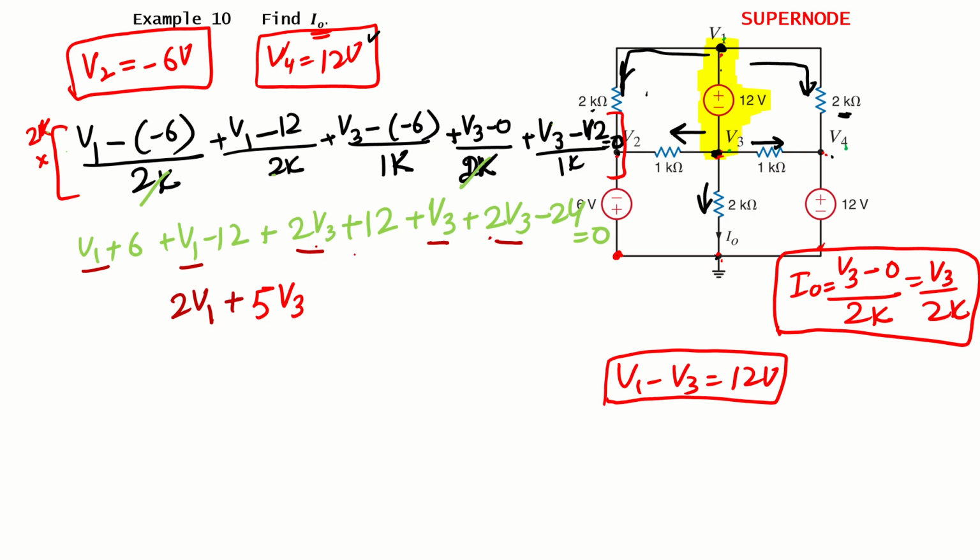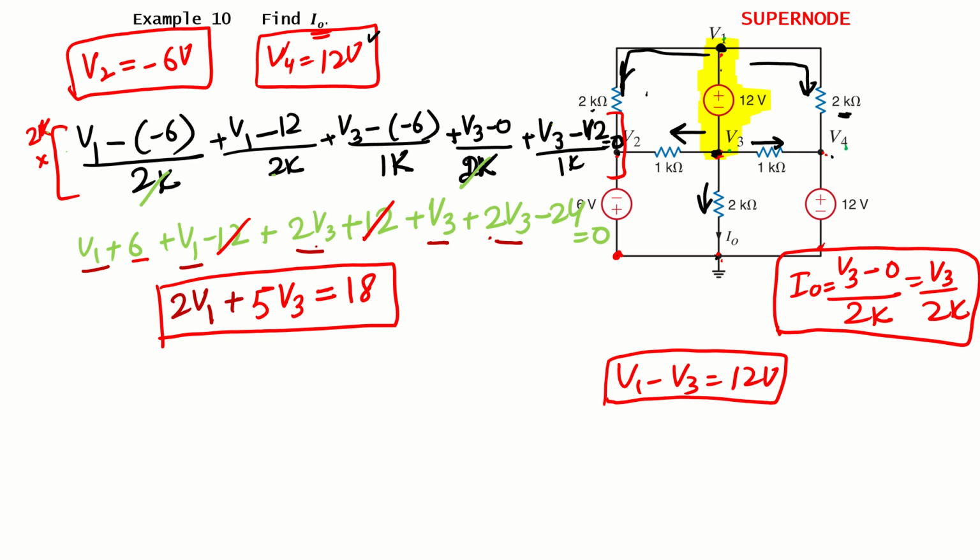All right, then we are left with the constants. This minus 12 and this plus 12 will be cancelled out. So what do we have left? We have plus 6 and minus 24. That will give me minus 18, right? So minus 18 goes to the other side and it will become 18. So we have this equation here.